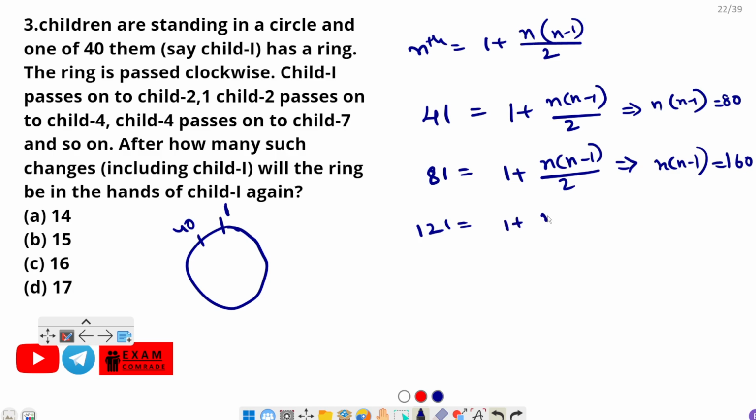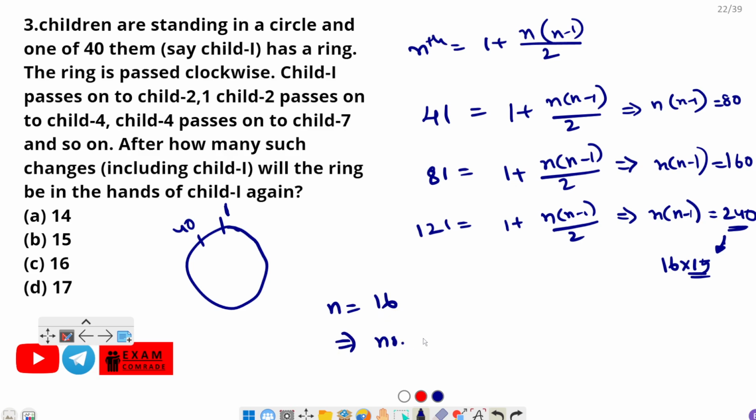121 is equal to 1 plus n into n minus 1 by 2, so n into n minus 1 is equal to 240. Okay, this 240 can be written as 16 into 15. So n is equal to 16. That implies the number of changes is equal to 15. Option is B. This is a very tricky question. If you do not have prior experience, better to skip this question, as it may waste a lot of time in the examination.